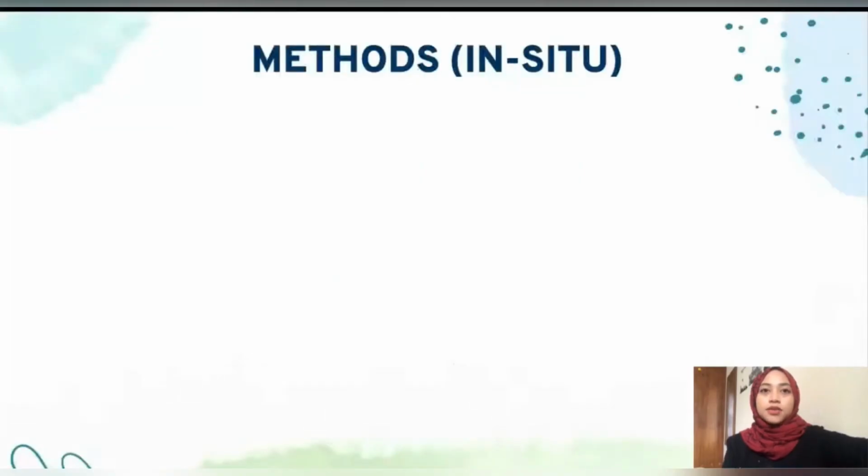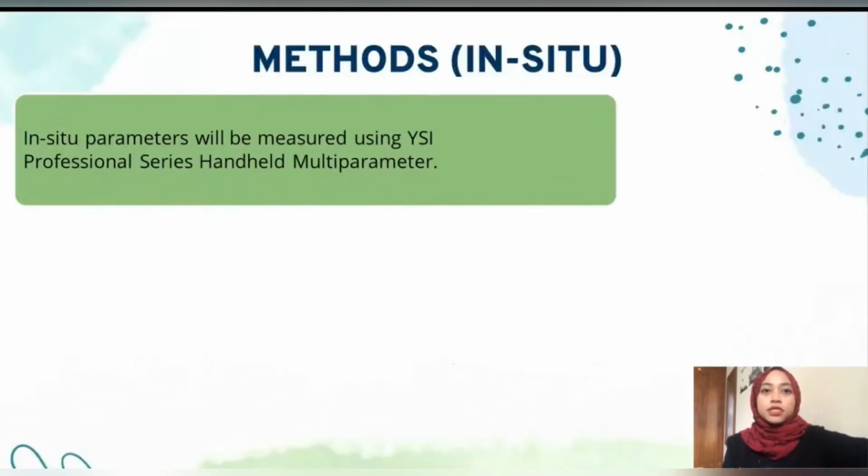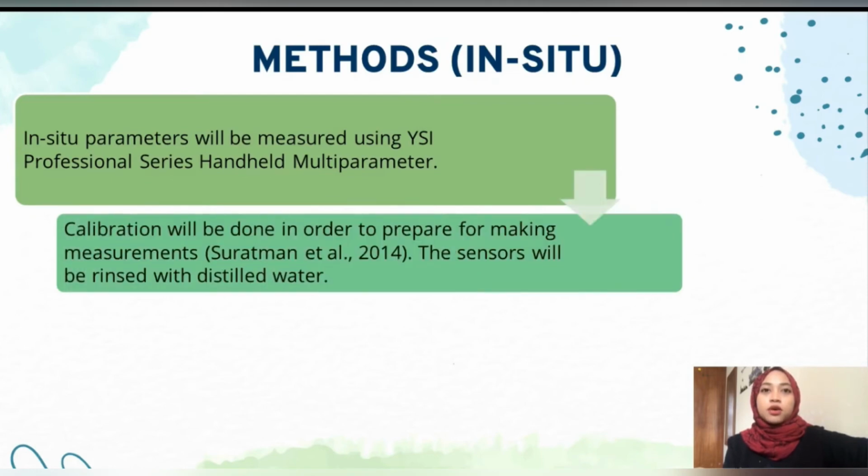Now, let's see the in situ methods. First, in situ parameters, which are dissolved oxygen, temperature, salinity, pH, nitrate and ammonia, will be measured using the YSI Professional Series handheld multi-parameter. According to Suratman et al. 2014, calibration will be done in order to prepare for making measurements.